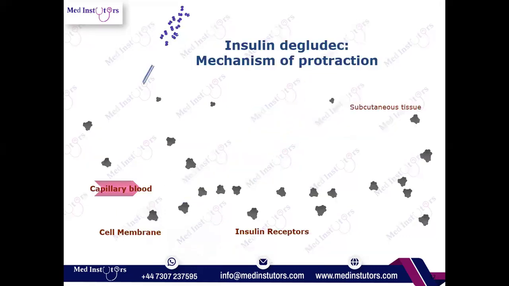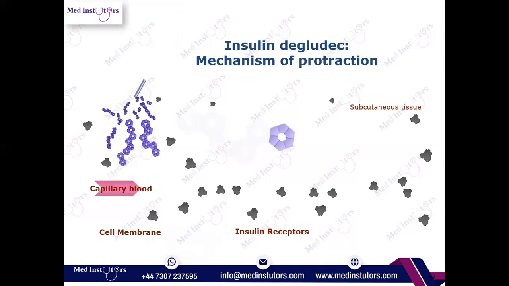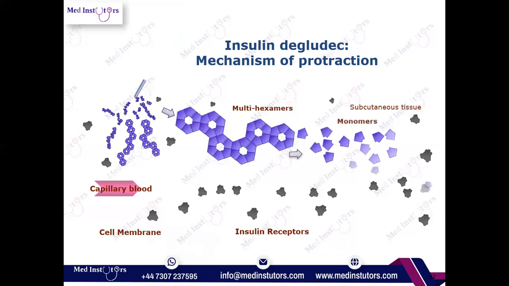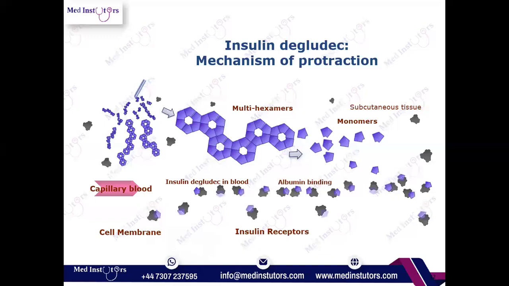So we can see a cartoon here of insulin degludec. The mechanism of protraction is shown as a cartoon here. It is injected into the subcutaneous tissue, and it is initially in the form of monomers, then forms hexamers, dihexamers, and slowly the multi-hexamers, and they stay inside the subcutaneous tissue. Later on they get released into the capillary blood, where they get bound to the albumins, and they get transported through the blood as albumin-bound insulin degludec.